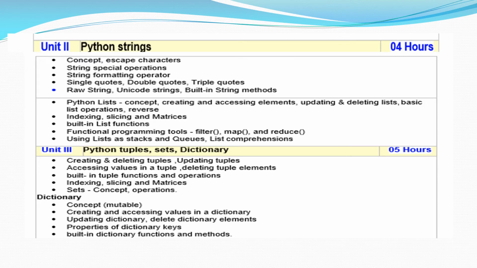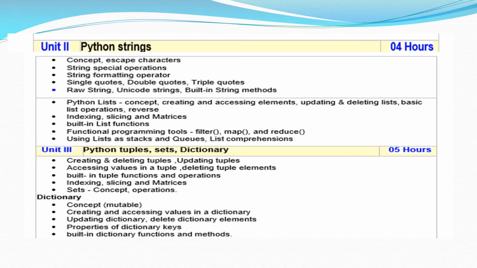Next, third unit is Python tuples, sets and dictionary, which requires 5 hours. A tuple is a sequence of immutable Python objects. Tuples are sequences just like lists. Here we are going to discuss how to create, update, delete or access tuple elements, then various built-in tuple functions. We can also apply indexing, slicing on tuples. Matrices are also handled with the help of tuples.